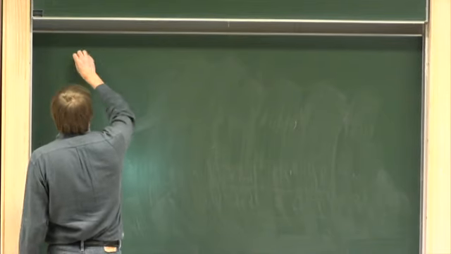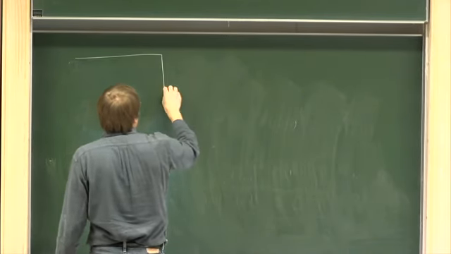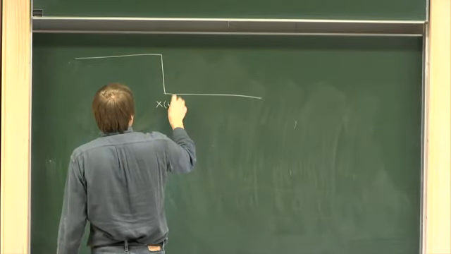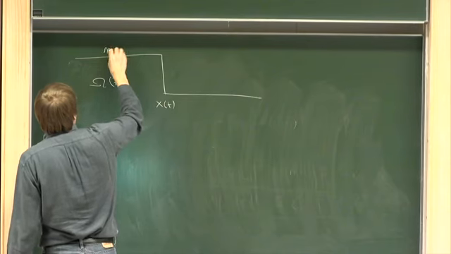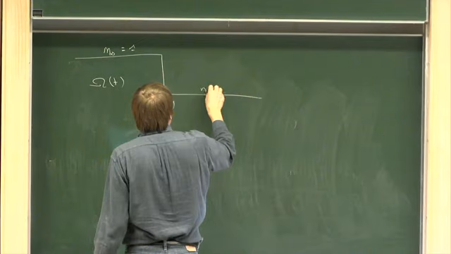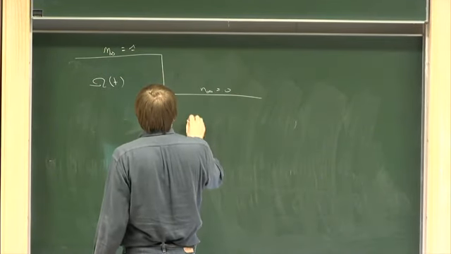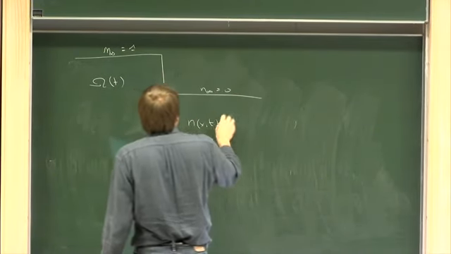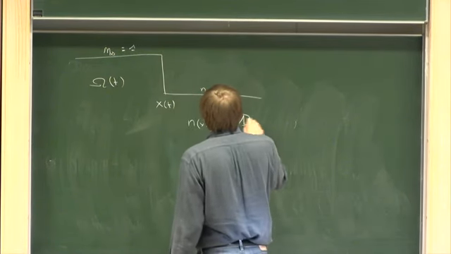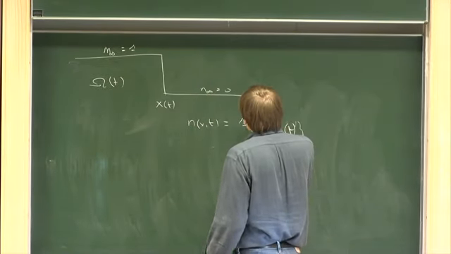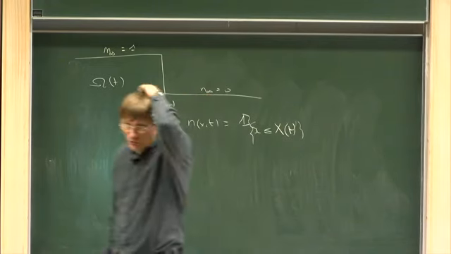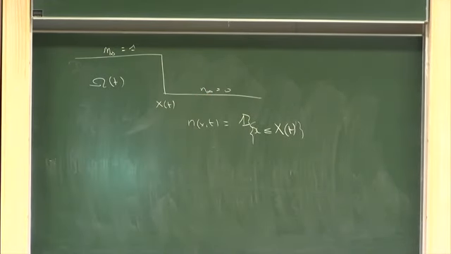So you wonder in 1D. In 1D, what you can do is take an infinite domain, take here a point x of t, and say that this is omega of t. So n infinity equals 1 here, n infinity equals 0 here, and so n of x and t is the indicator function of the set x less than x of t. And you wonder whether this can be a weak solution to this kind of equation.